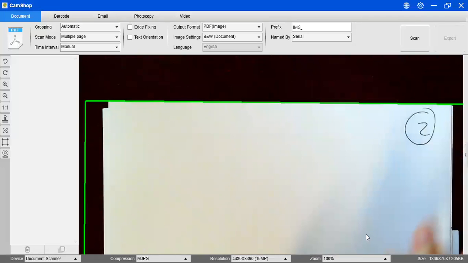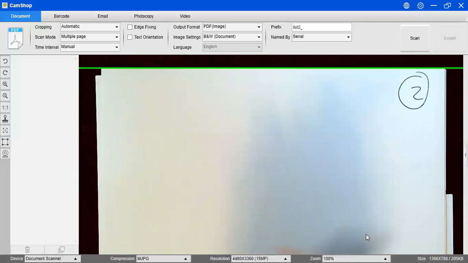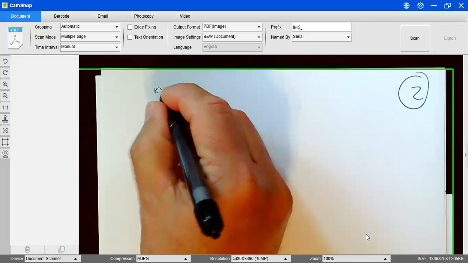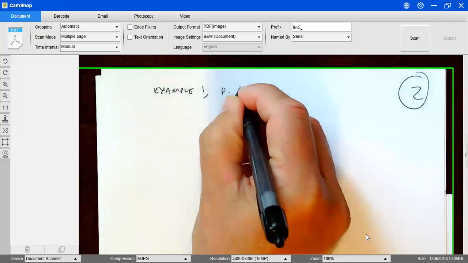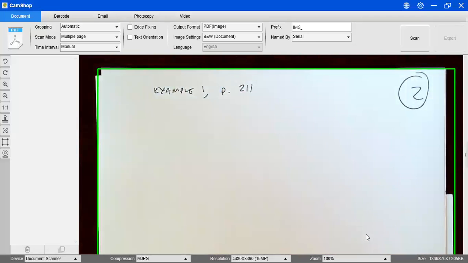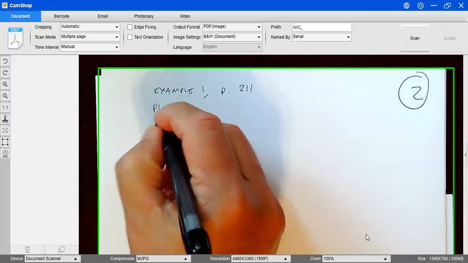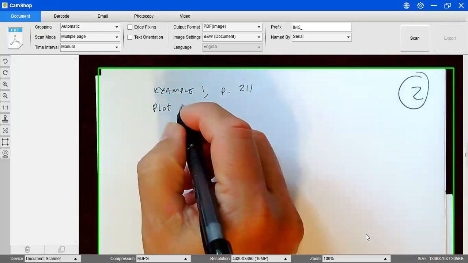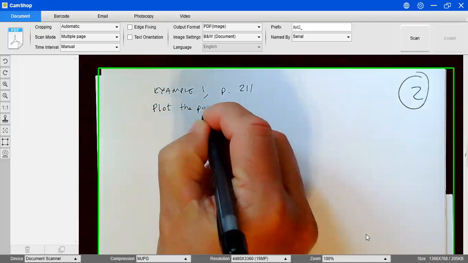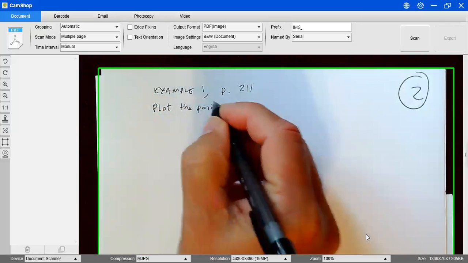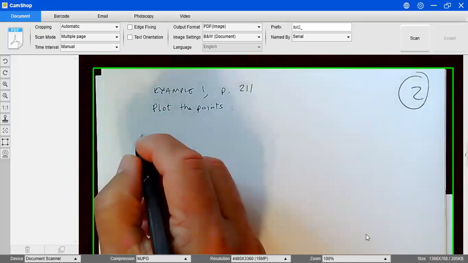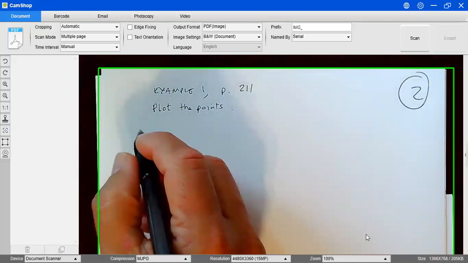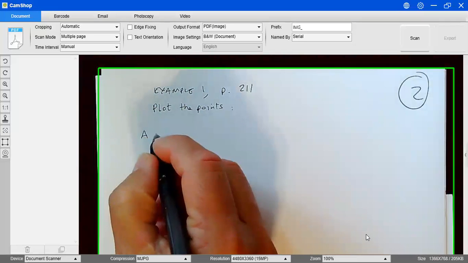So example 1 is on page 211. It's just the following. You're going to plot the points, and these are the points. I'm going to write the points here in a vertical format to translate the directions.